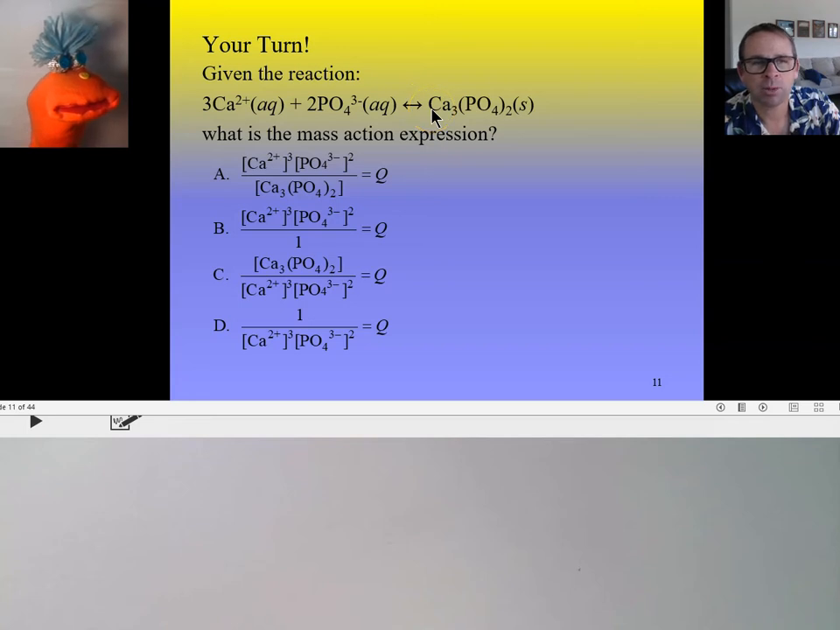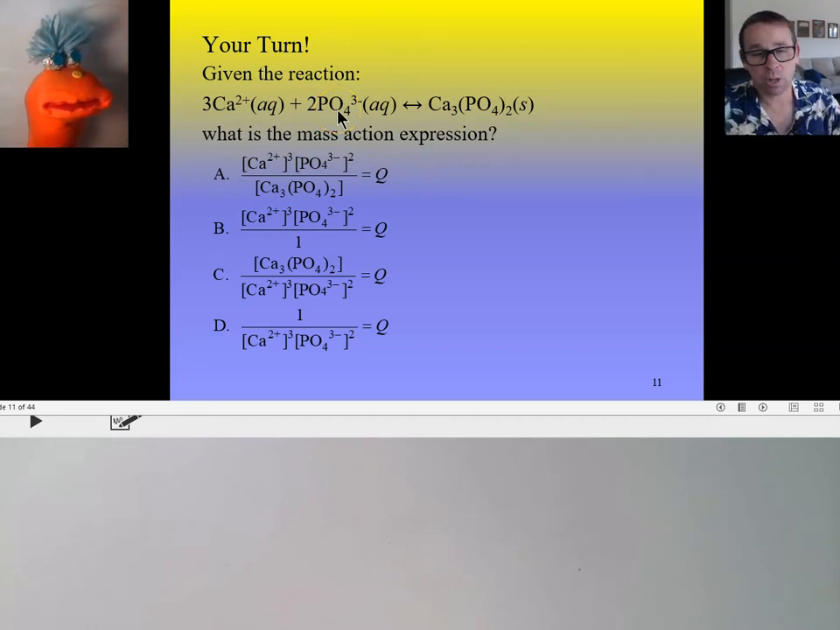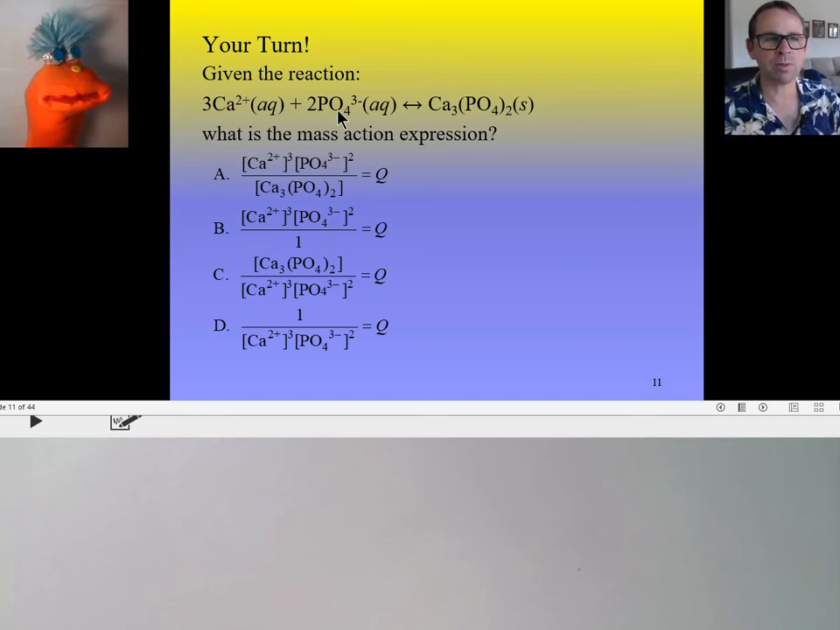And we want to have a number that will tell us right off the bat whether this is mostly reactants or mostly products. The way to do that is to write the number that the concentration of products over concentration of reactants would give us. That value tells us about the relative concentration of reactants and products at the current condition. So which one of these would be an appropriate mass action expression here?